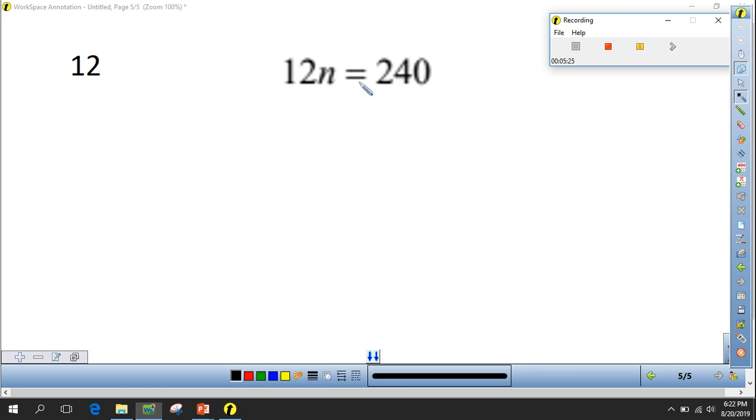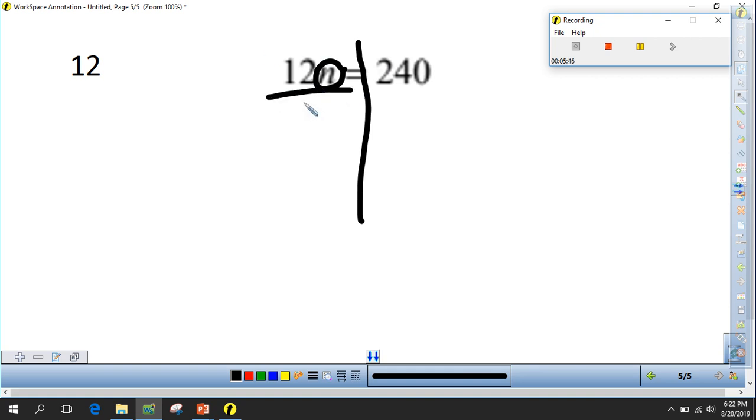Next I have 12n equals 240. Draw that line through my equal sign. I want to get this n all by itself. It is connected to that 12. When you have a number and a variable together without any symbols, it represents multiplication. So to undo multiplication, we divide.